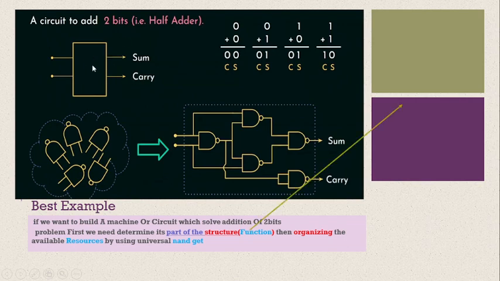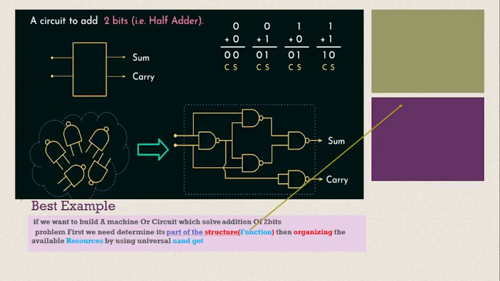Okay, for example, when we say parts of the structure and then organizing the available resources, these available resources, we have NAND gates. After we organize this, you see, we link all the resources which we have by using what? The universal NAND gate. Okay, we will see this in detail.